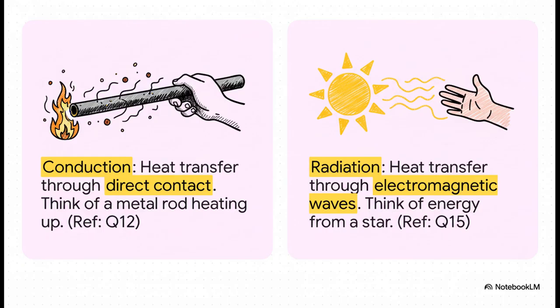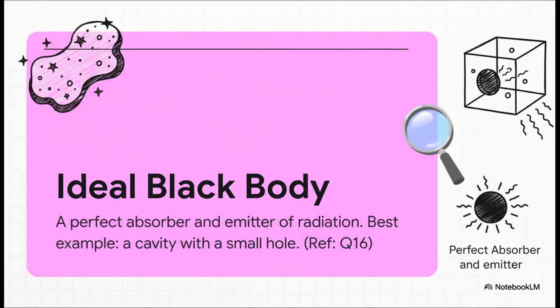Think about question 12, where heat flows down a metal rod. Simple enough. But then you have radiation. That's heat traveling through waves, like the energy we get from a star. It's really just the difference between touching a hot pan versus feeling the warmth of a campfire from way across the yard. Now, to really get radiation, physicists came up with this idea of an ideal black body.